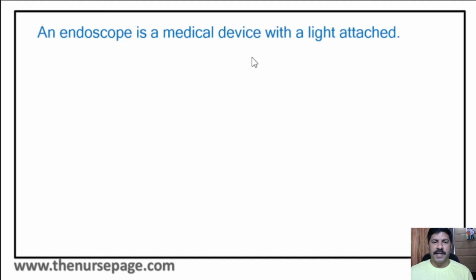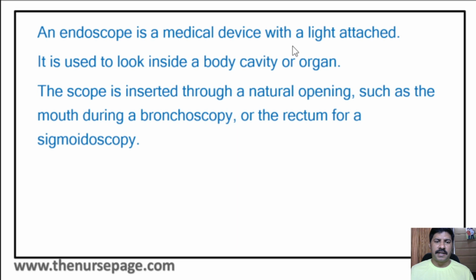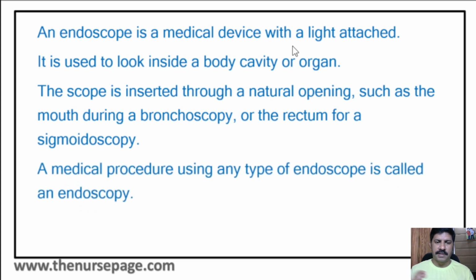An endoscope is a medical device with a light attached. There will be a light source at the tip of the endoscope, so the doctor can visualize the area on a screen, or directly through the lens. It is used to look inside a body cavity or organ. The scope is inserted through a natural opening such as the mouth during a bronchoscopy or the rectum for a sigmoidoscopy, and then visualized on the screen.